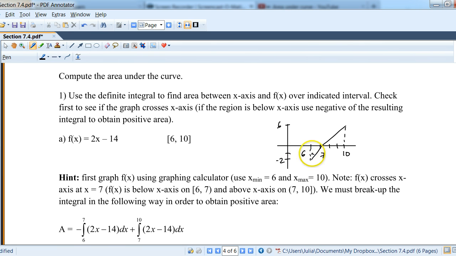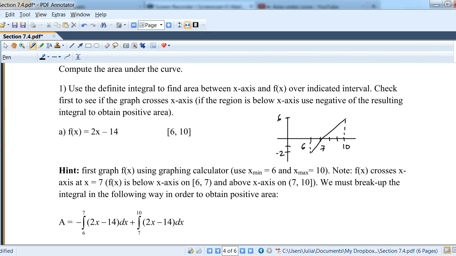Notice the piece from 6 to 7 is below the x-axis, so that would have a negative area. And from 7 to 10 is above the x-axis. Because we're trying to compute the area, it's important to make any area positive, because if you don't switch the sign for any interval that's below the x-axis, which is right here, you're going to get negative area, which is going to subtract from your total area, and you're going to get a smaller number than you originally would.